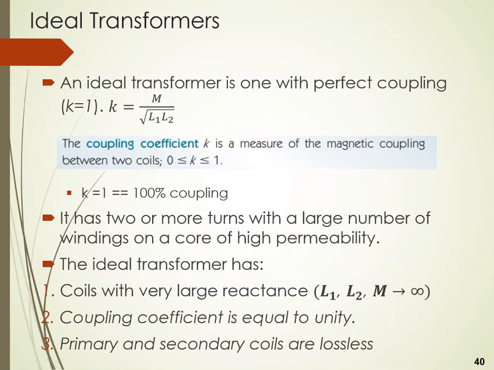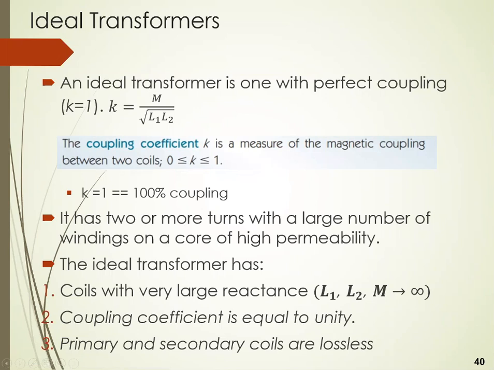So in an ideal transformer, this coupling coefficient is going to be equal to 1. Remember, we defined the coupling coefficient as this ratio, and it's a measure of the magnetic coupling between two coils. It can be from 0 to 1, but for what we call an ideal transformer, K is always equal to 1, so that means that there's 100% coupling.